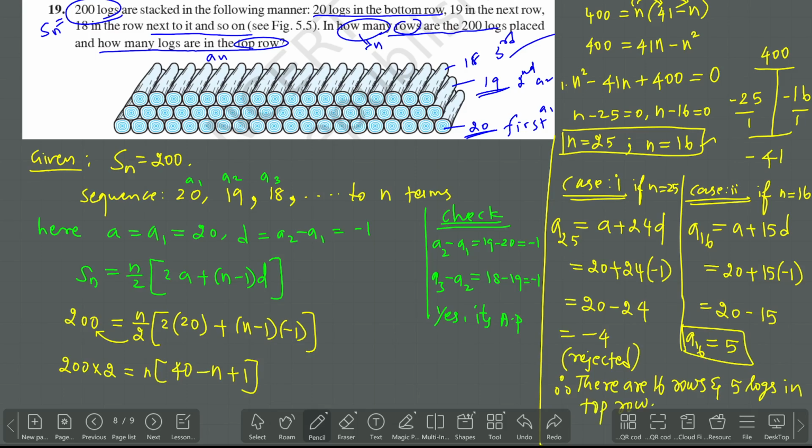Top row. That's it, children. Understand? There are 16 rows and 5 logs are there in the top row. Like that we should write 5 logs in the top row. Okay, not a problem, you complete. Is it okay, children? It's very important. 2019, 2018, even 2020, potato sum, everything is very, very important. Last time they asked the potato sum. That means next question, 20, they asked.